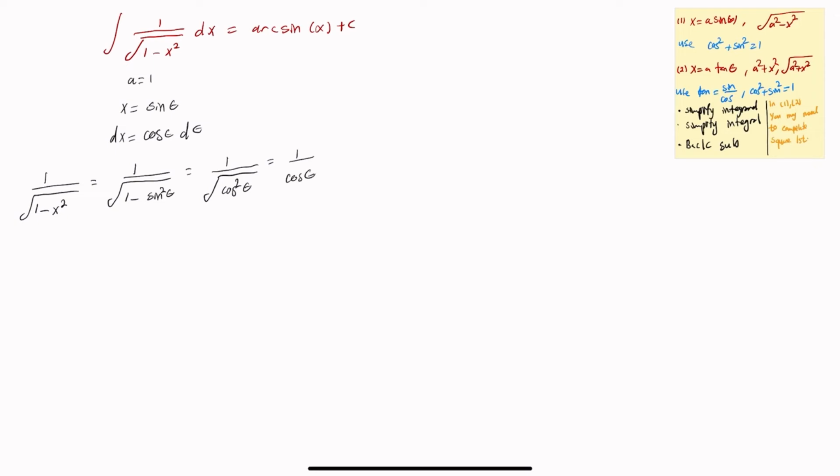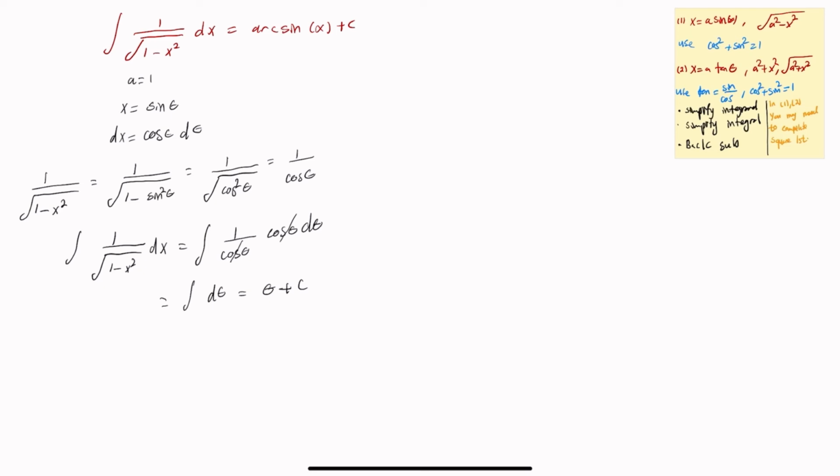Now let's take the integral and try to simplify it. So we have the integral of 1 over the square root of 1 minus x squared dx. That's going to be equal to the integral, and the integrand is just equal to 1 over cosine of theta, this is what we did, and then dx is just cosine of theta d theta. So now this can be simplified. This cosine is going to go with this cosine, and we end up with the integral of d theta, and that's going to be equal to theta plus c.